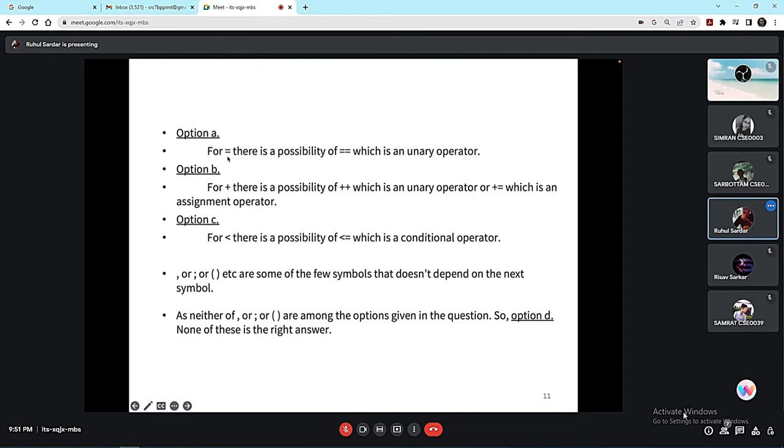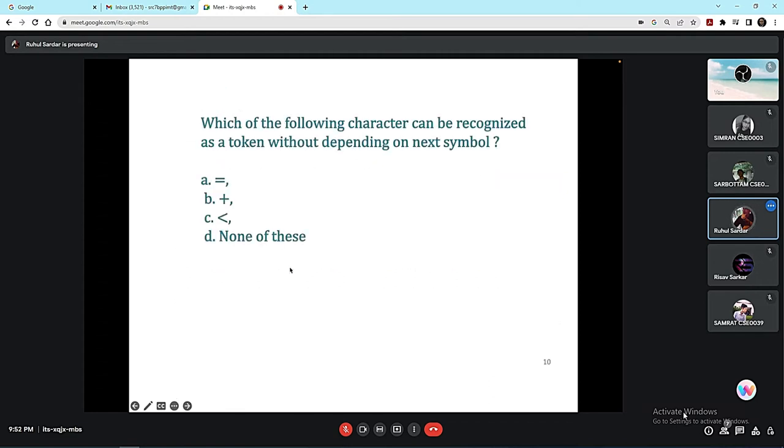For option A, if there is equals to, there is a possibility that there is another equals to. For option B, the plus, there is a possibility that after that plus there is also another plus, which can be an assignment operator or the increment operator. For option C, there is a less than symbol, so there is a possibility that there can be a less than equals to symbol or double less than, that is a left shift operator. So all of these 3 cannot be determined as a single token without looking at the next symbol. So that's why option D is the correct answer, which is none of these.